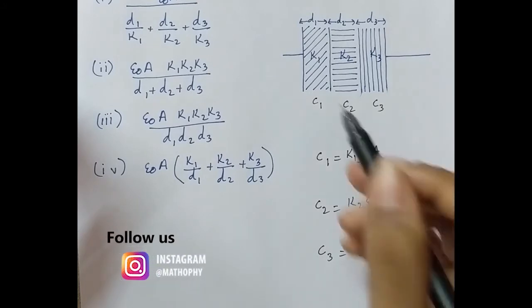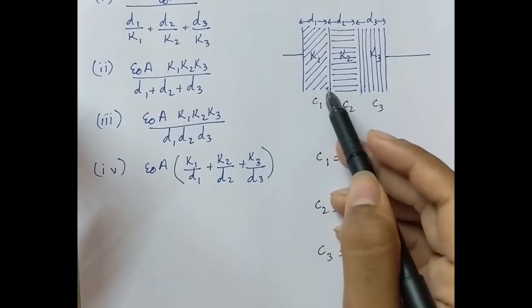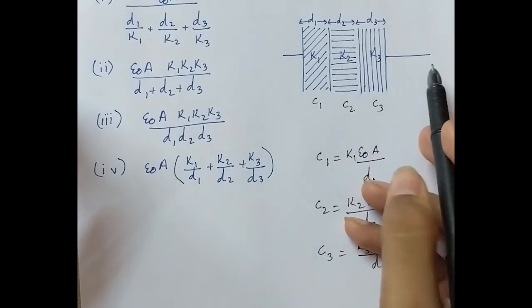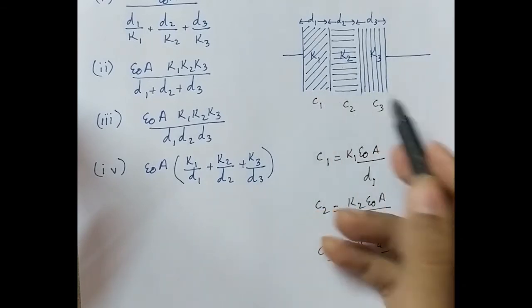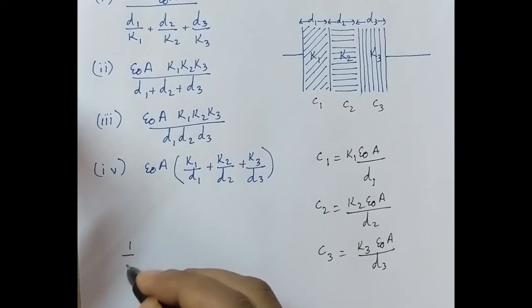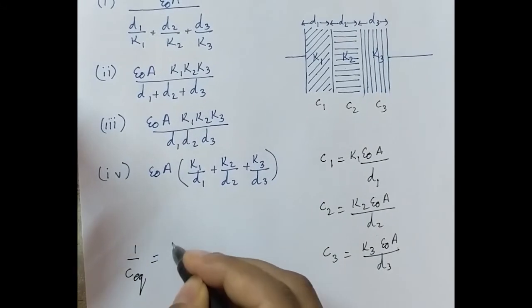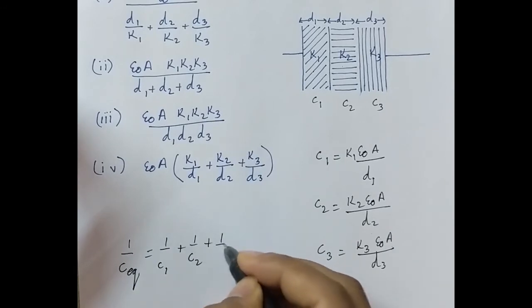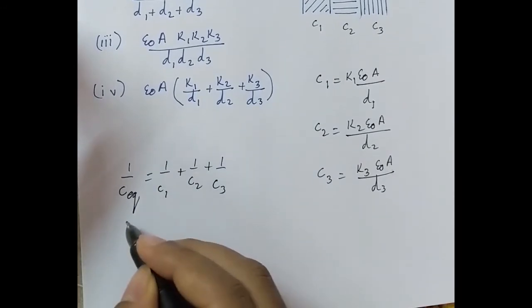Now these 3 capacitors over here are in series connection because you think of them to be capacitors that follow one after the other. So we just apply the series combination of all 3. So the equivalent capacitance is 1 by C1 plus 1 by C2 plus 1 by C3.